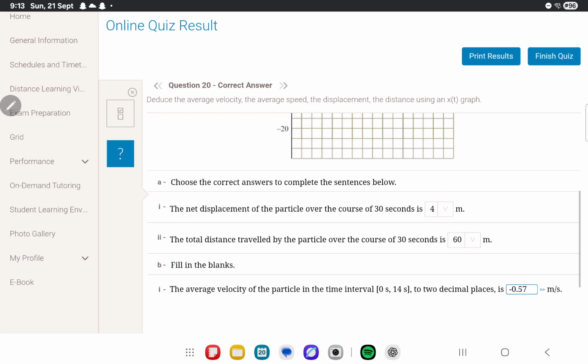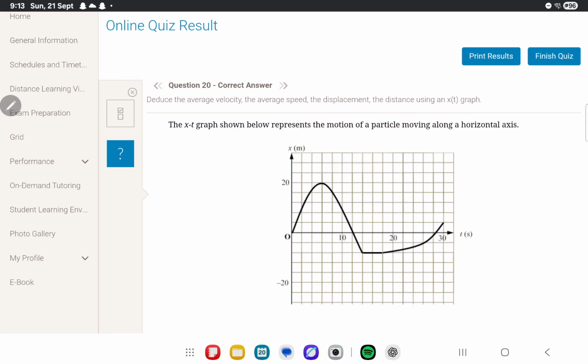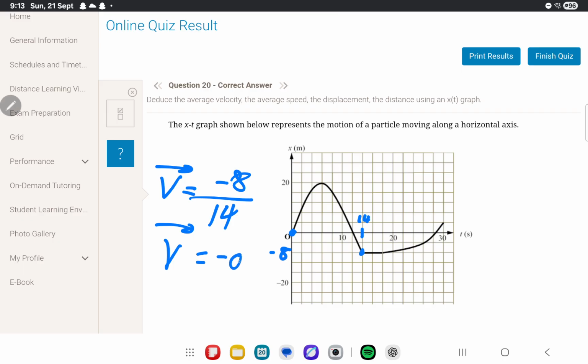The average velocity, okay, interval 0 to 14. They want speed and velocity for 0 to 14. So 14 is here. This is 14 seconds. The x here is -8, and they want it from here. Now, the velocity is the delta x, so -8 minus 0 is -8, over 14 minus 0 is 14. So this is your velocity. It's going to be equal to -8 over 14, -0.57 meters per second.